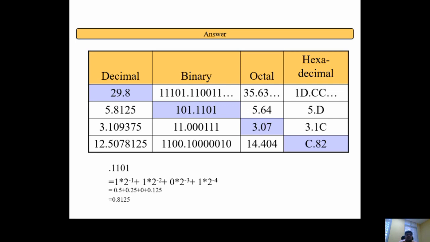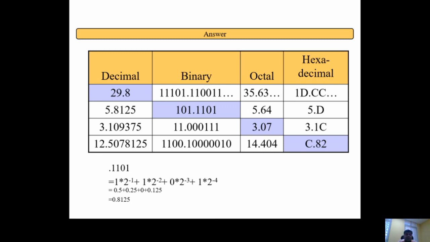So 1 into 2 to the power minus 1 is 1 by 2, that is 0.5. 1 into 2 to the power minus 2 is 1 by 4, that is 0.25. 0 into 2 to the power minus 3 is 0, and 1 into 2 to the power minus 4 is 1 upon 16, that is 0.0625. We add together and get 0.8125. Now your task is to convert the binary number into octal and hexadecimal number.